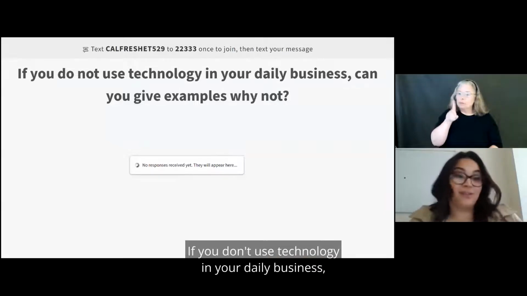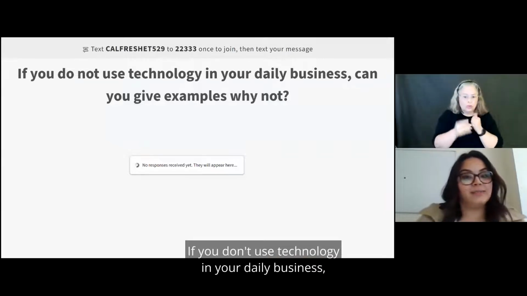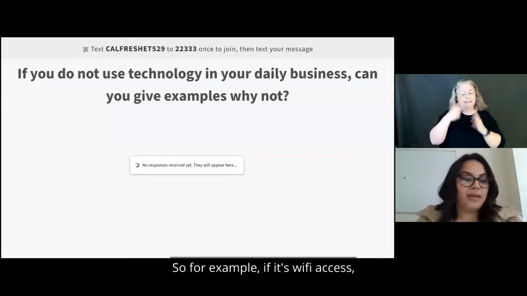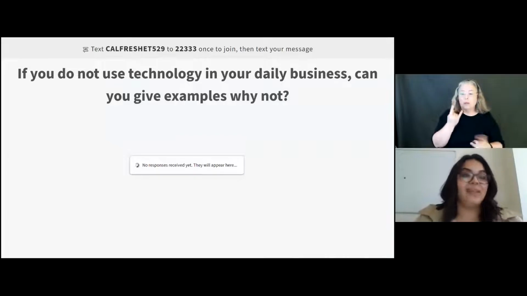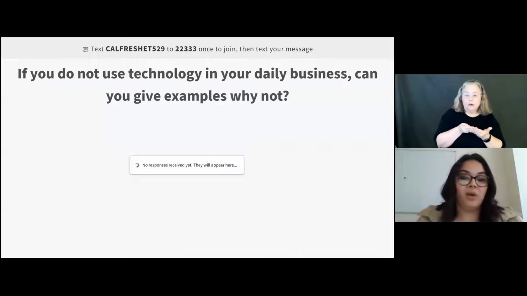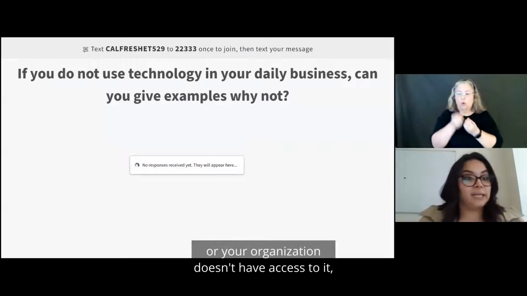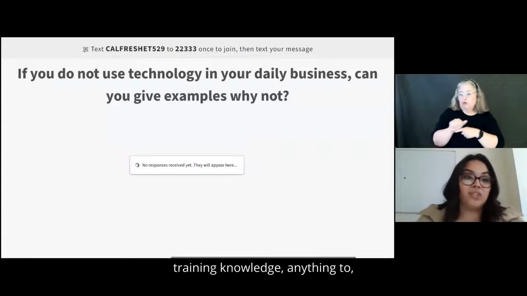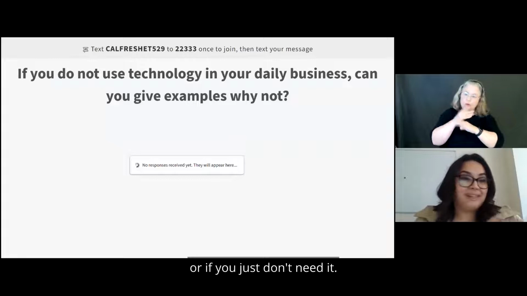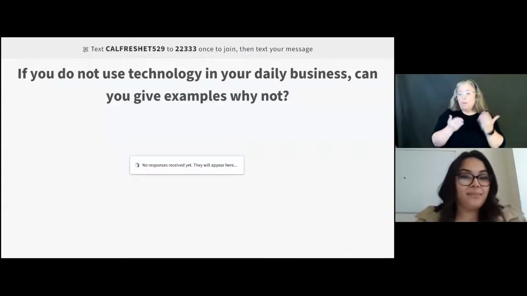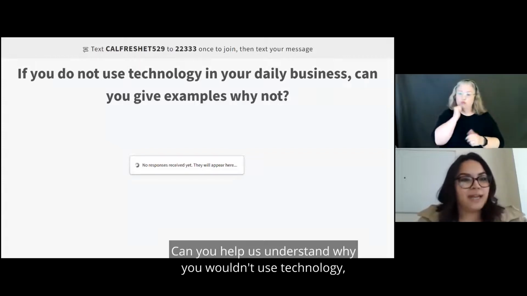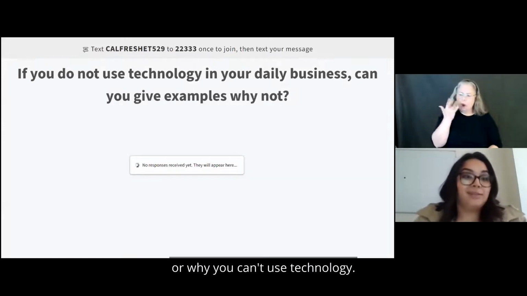If you don't use technology in your daily business, can you give us examples as to why not? So for example, if it's Wi-Fi access, if it's financial things that you can't, or your organization doesn't have access to, training, knowledge, anything to keep you from being able to use technology, or if you just don't need it, or if it's not something that's pertinent to your daily business. Can you help us understand why you wouldn't use technology or why you cannot use technology?